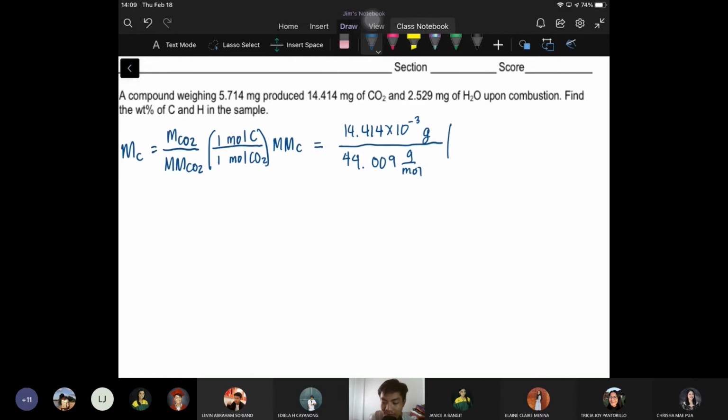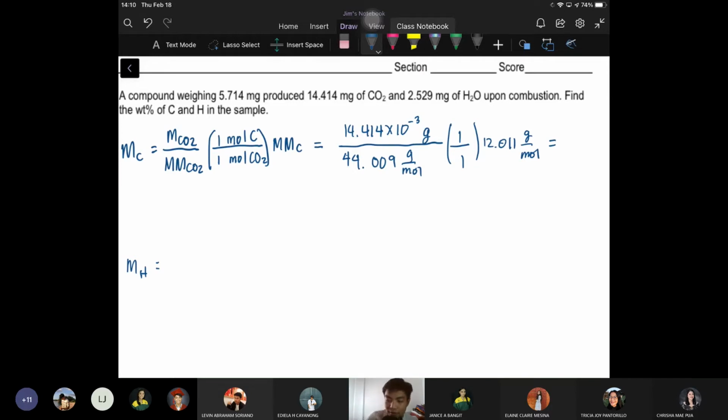Anyway, so yan. Next is the fraction, 1 over 1, then the molar mass of carbon, which is 12.011 g/mol. Ayan, solve nyo na. Kayo na lang, bibigyan ko kayong time to solve for that. Proceed ako with the mass of hydrogen. Baka kasi tumawag tong bangko uli.